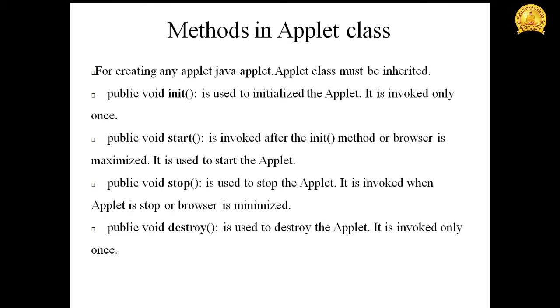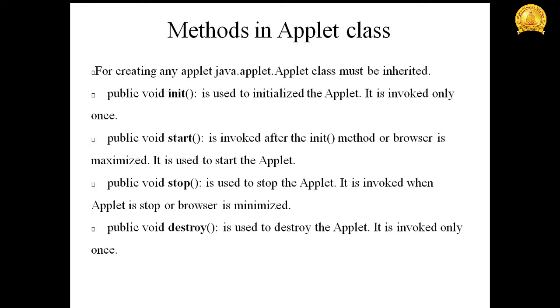Now let's see what are the methods. What are the 4 methods that are present in the applet class which is used in the lifecycle of an applet? There are 4 methods present in the applet class which belong to java.applet package. The methods are init method, start method, stop and destroy method. The init method is called when an applet begins its execution. Init is the first method that is called which is used to initialize the applet, and this method is called only once during the lifetime of an applet.